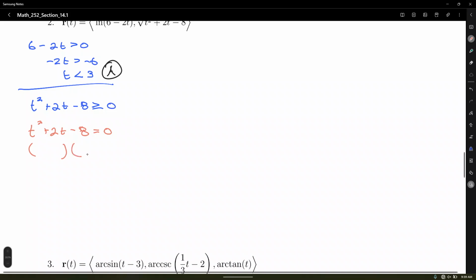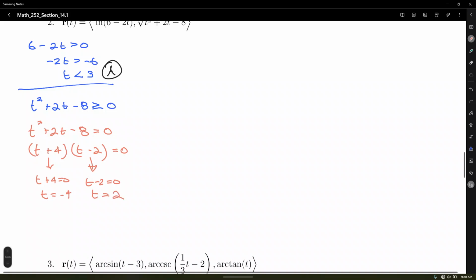I call this the double bubble method. Whenever we have a trinomial whose leading coefficient is 1, just use the double bubble method. So here we have the bubbles, right? Put the variables t and t. Find factors of negative 8 that add up to 2. What are those numbers? 4 and negative 2. So plus 4, negative 2. Set it equal to 0. And using the zero product property, this means t plus 4 equals 0 and t minus 2 equals 0, which means t equals negative 4 and t equals 2.